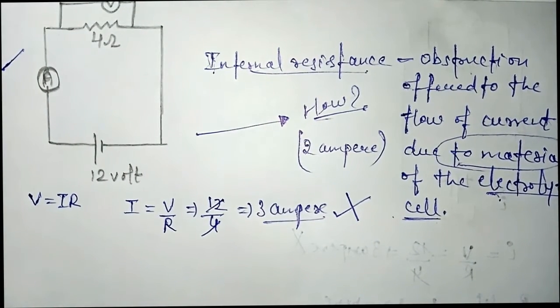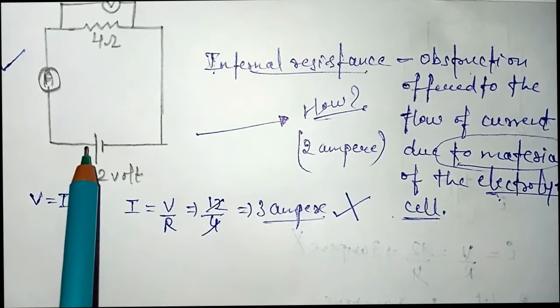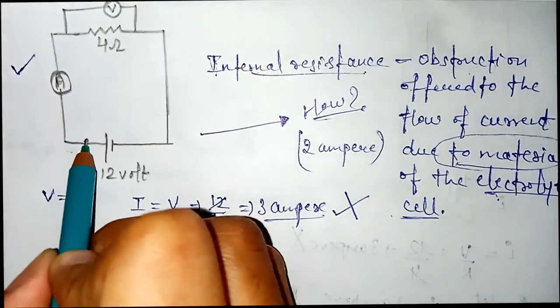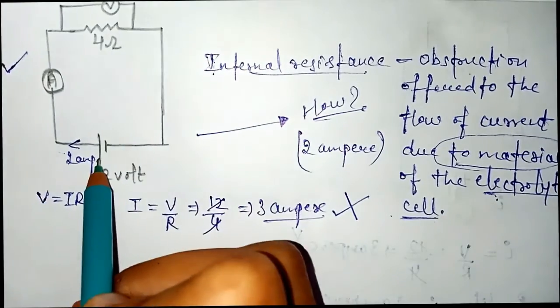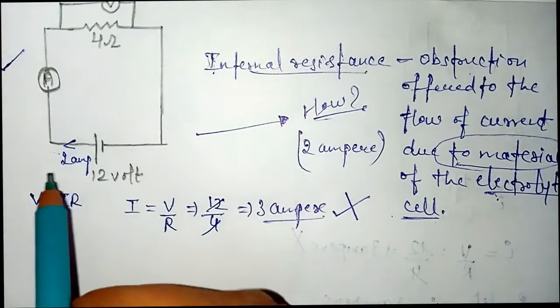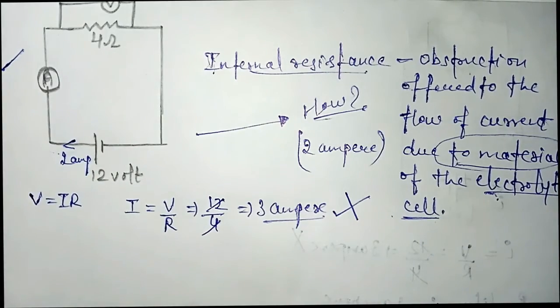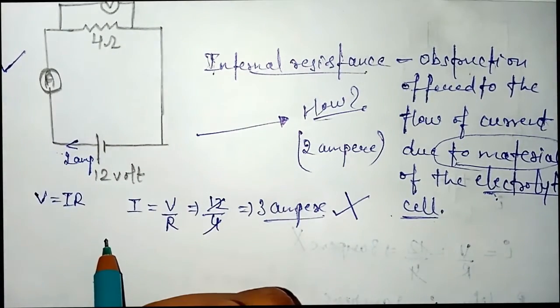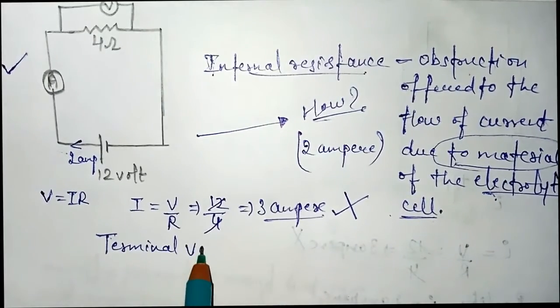Clear? Now, potential difference across the terminals of a cell when current is drawn from the cell. Here see, current is drawn from the cell. Okay, current flow कर रहा है सर्किट में, तो जो पोटेंशियल डिफरेंस मिलेगा सेल के टर्मिनल्स के अक्रॉस, उससे आप बोलेंगे टर्मिनल वोल्टेज.